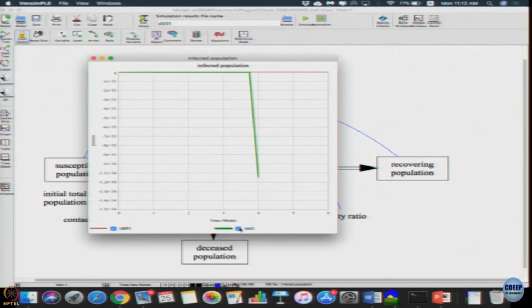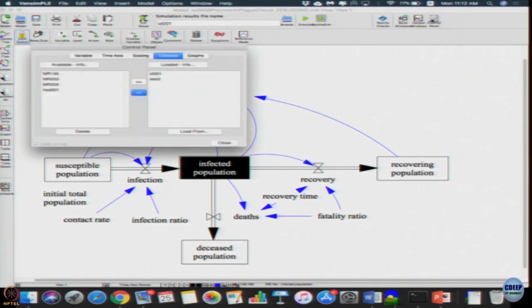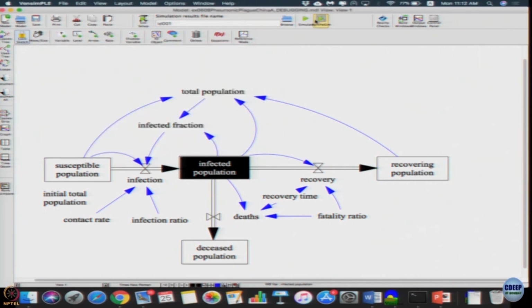Just to let me get rid of the data set. I'm getting some other data set. Test 2 is loaded, so just delete the test 2. ID 001 is what we need to see. ID 001.